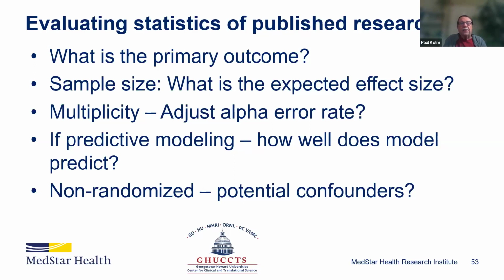And as I mentioned, for non-randomized studies, you have to consider potential confounders, that is, variables that might affect the outcome, whether it's the primary or secondary outcome, as well as the treatments or therapies or whatever it is that you're comparing with your groups.